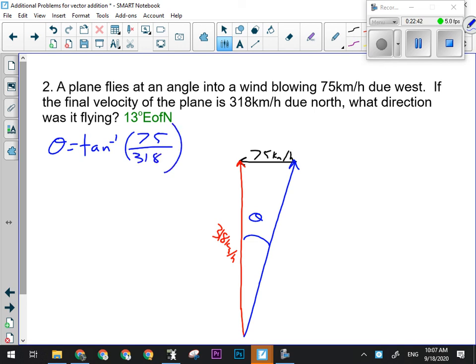Those are the things I have. So now I'm going to calculate what theta is, and it should come out to 13 degrees east of north. Are you all right with that one? So remember, that's a going across question. The one you did before that was a rowing across question.